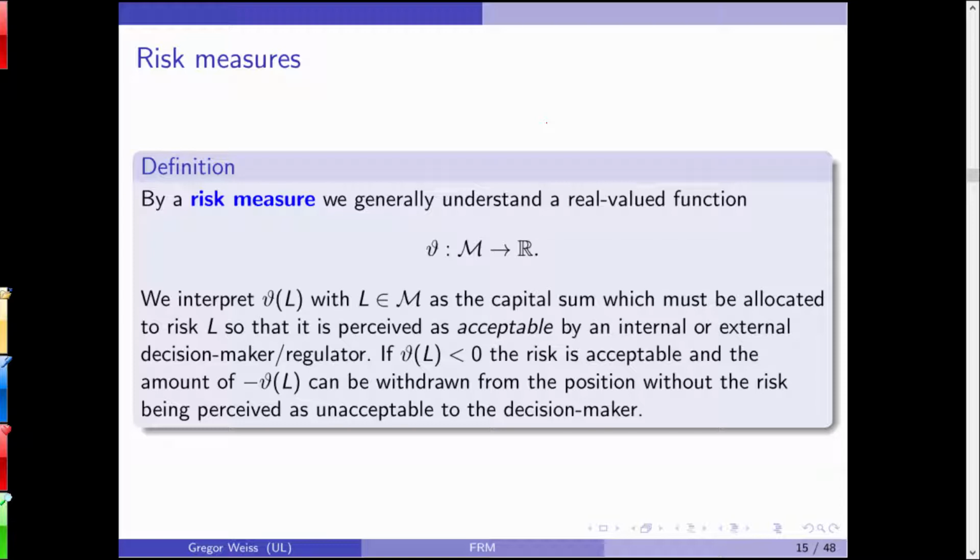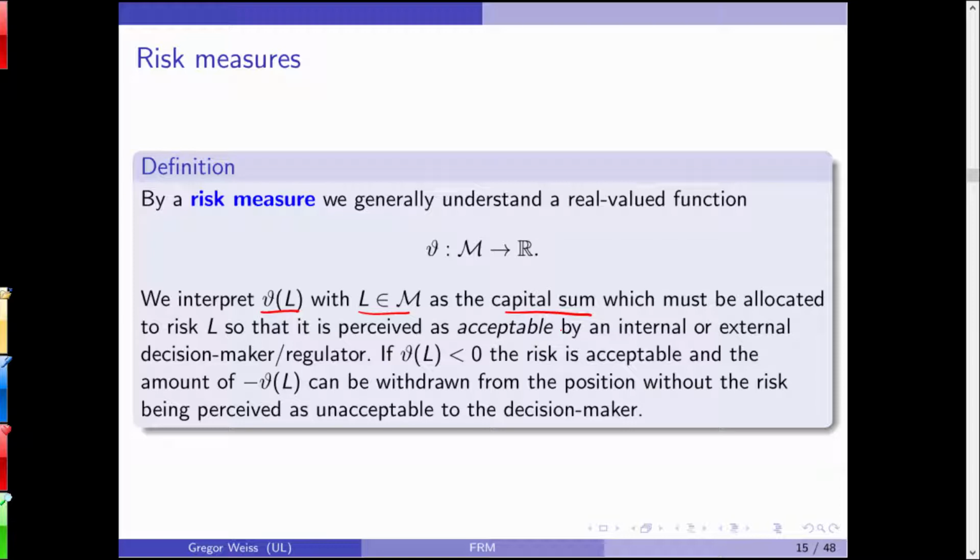Now, what is a risk measure? By a risk measure, we generally understand a real valued function on M into the real numbers, nu of L, with L being risk, that is a random variable, and nu of L is interpreted as the capital sum, which must be allocated to risk L so that it is perceived as acceptable by an internal or external decision maker or regulator. What does it mean?